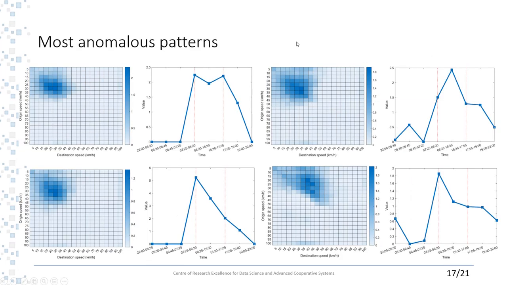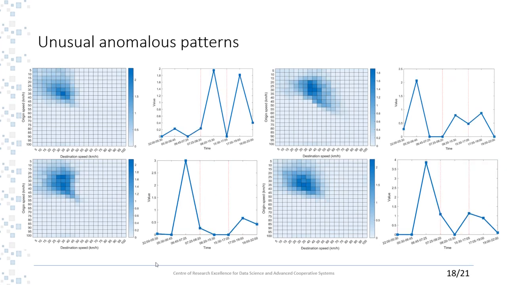So these are examples of the most anomalous patterns. We can see that all of those have a very similar pattern, so both origin and destination speeds are very low, and the temporal components show us that these kinds of anomalies are normal for the morning and evening rush hours when the congestions are the largest.